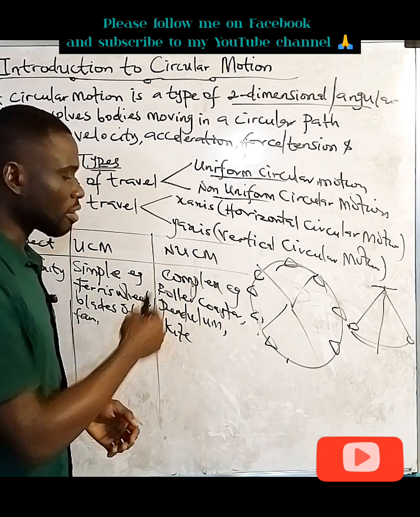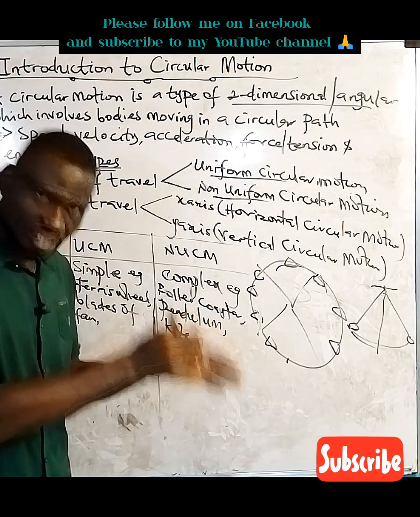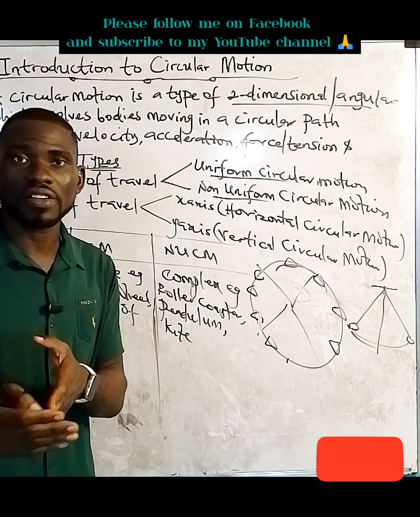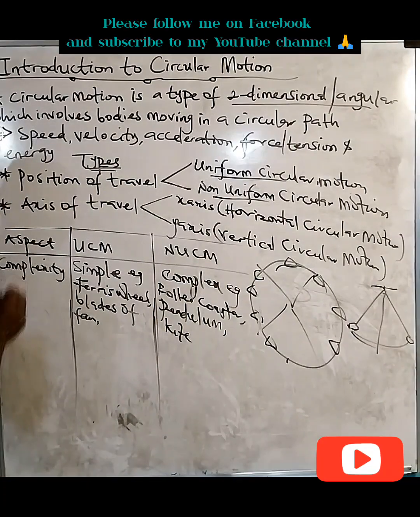Why is this not uniform? Because the body moving takes different positions. It's at this position now, and the next few seconds or minutes it is at another position. That's the first difference between them, based on complexity.